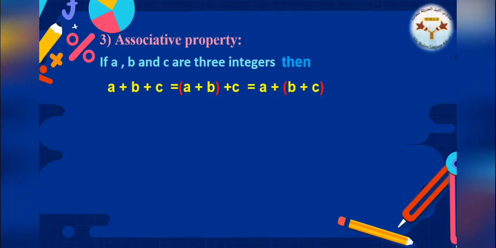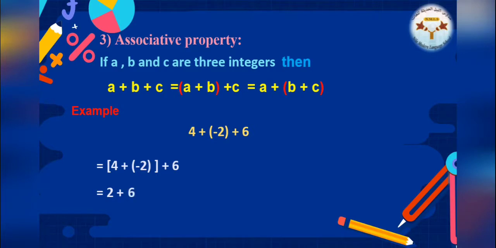Let's see an example. 4 plus -2 plus 6. I can solve this in many ways. First, I can add 4 plus -2 in one bracket and add 6. Here 4 plus -2, different signs, find the difference, put the greater sign, so the answer is 2 plus 6. It will give me 8. 2 plus 6 equal 8.